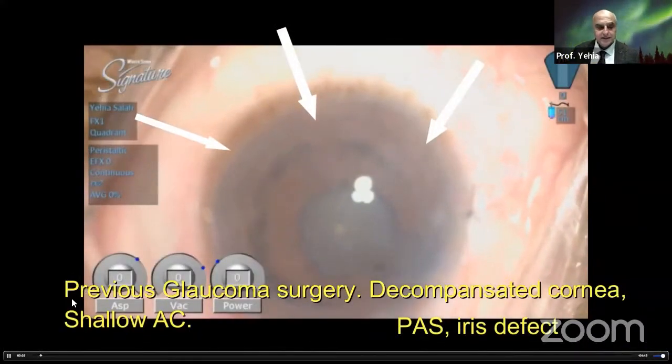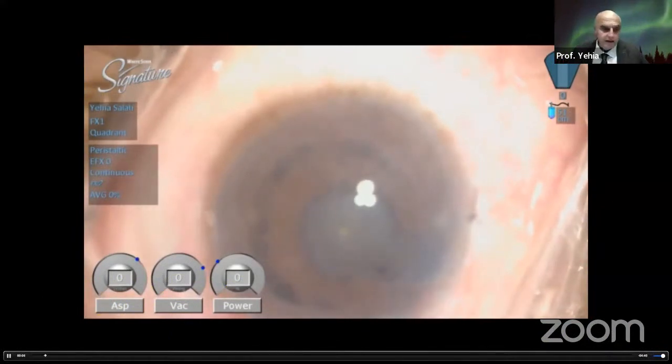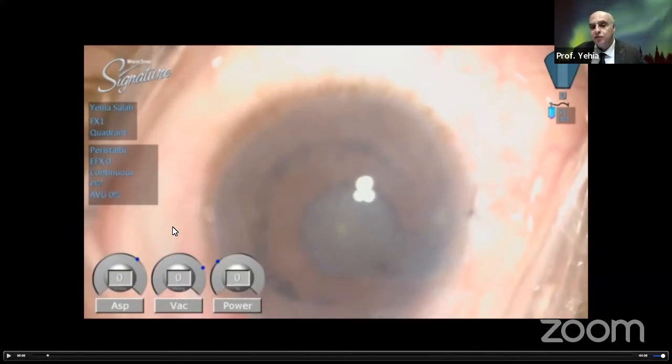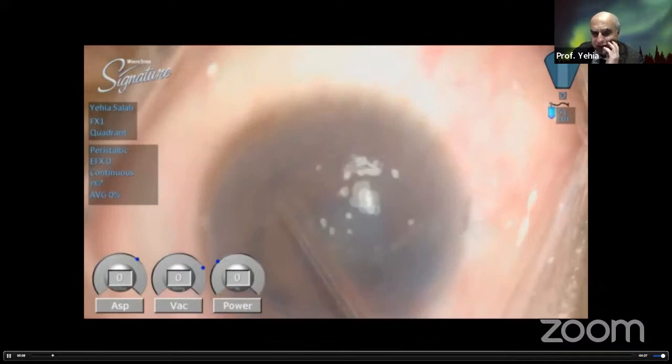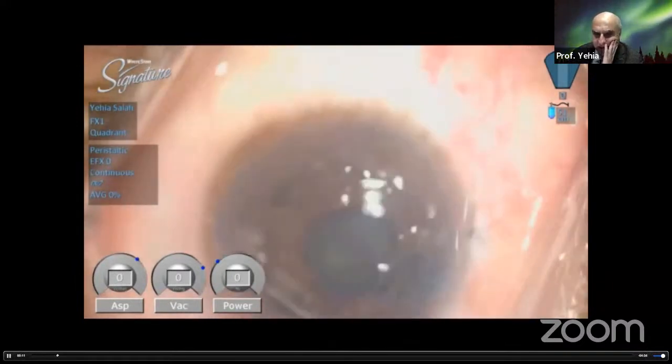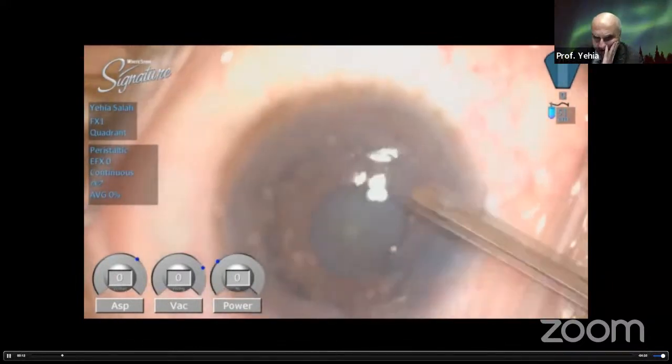In some cases, again, you have to work in bad conditions. This is a case of chronic angle closure glaucoma with almost corneal decompensation, edematous, dense cataract. So we said we will try to remove the lens, open the angle and see what will happen. And then later on, if we need to do a DMEK in a deeper chamber, then maybe this will be a good choice.